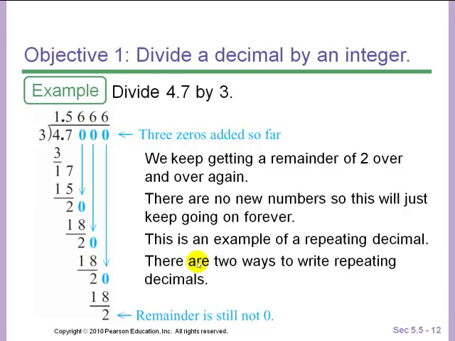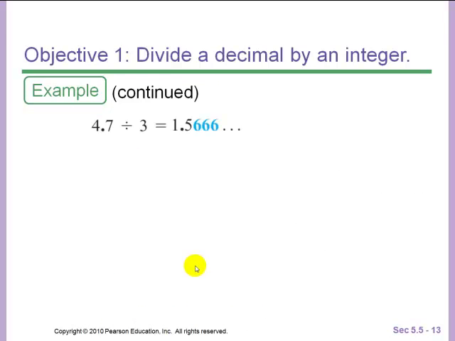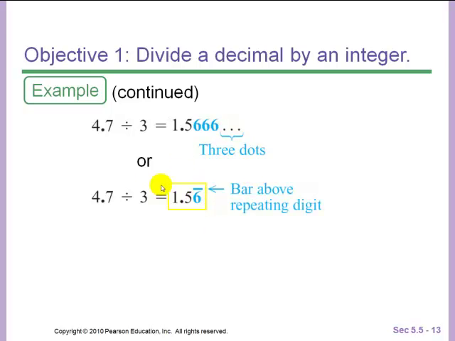There are 2 ways to write repeating decimals. The first is with a dot, dot, dot. The second is with a bar over the number that's repeating. Notice the bar is only over the 6. The 1 and the 5 are not repeating, so they do not have a bar over them. This is my preferred way to write repeating decimals. When you get a repeating decimal, write it with the bar.